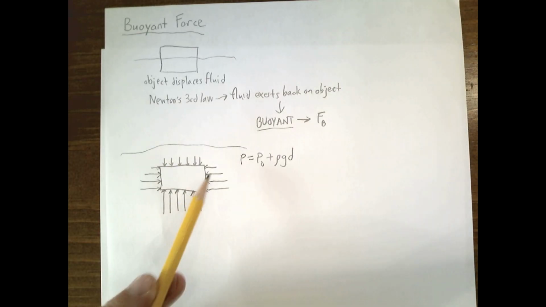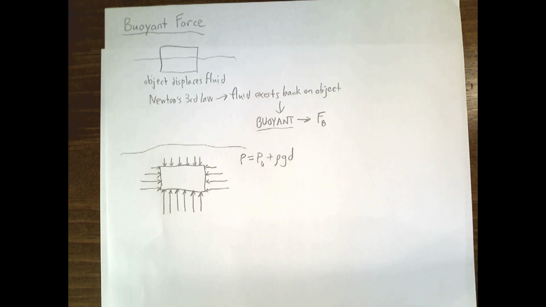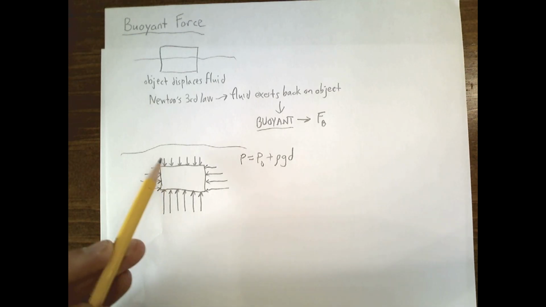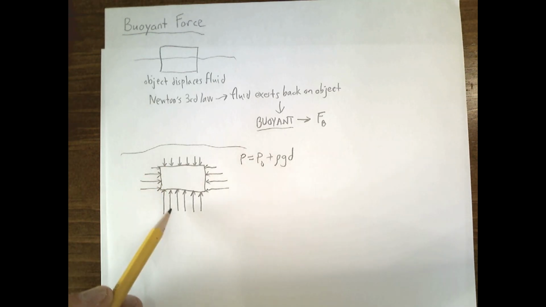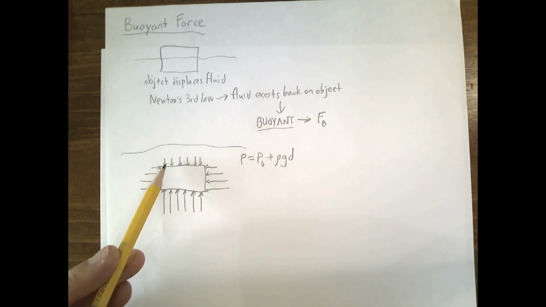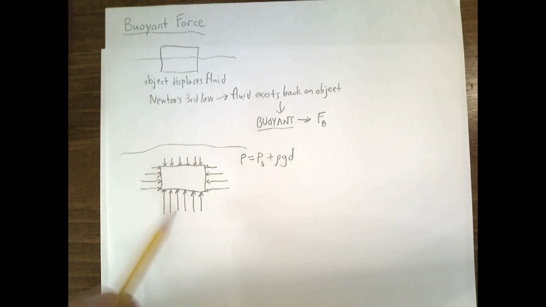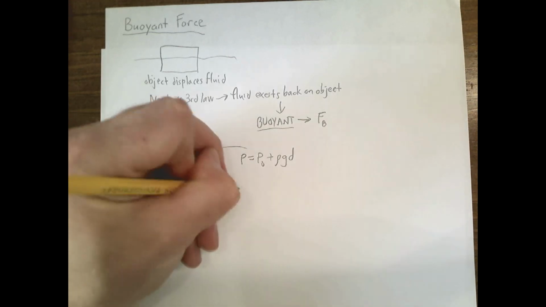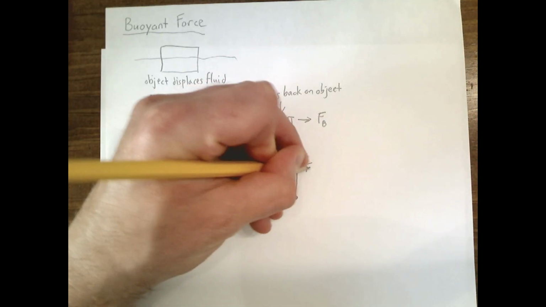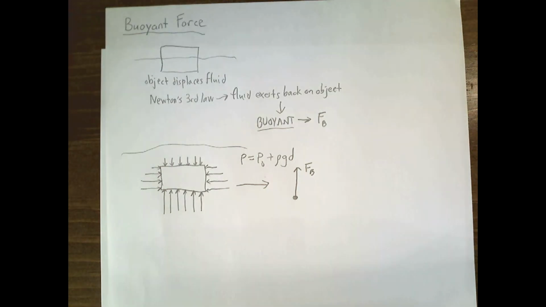If we were to add the contributions from all of these vectors together, the ones on the side would cancel out, and then we have an imbalance on the top and the bottom. The little forces on the top are being overcome by the forces on the bottom, which means if you put these all together, you get a single upward arrow, and that's what we call the buoyant force.